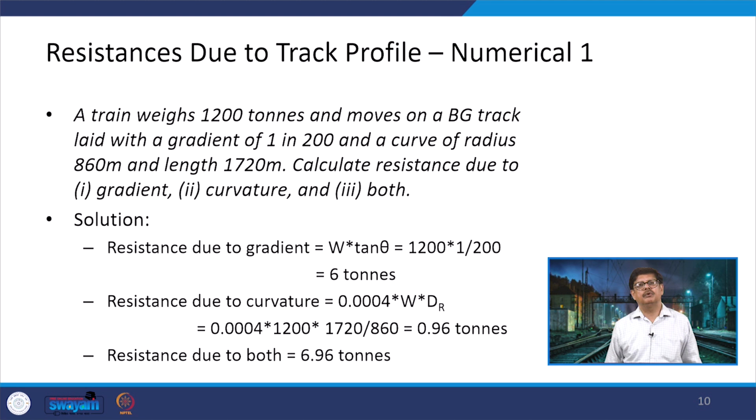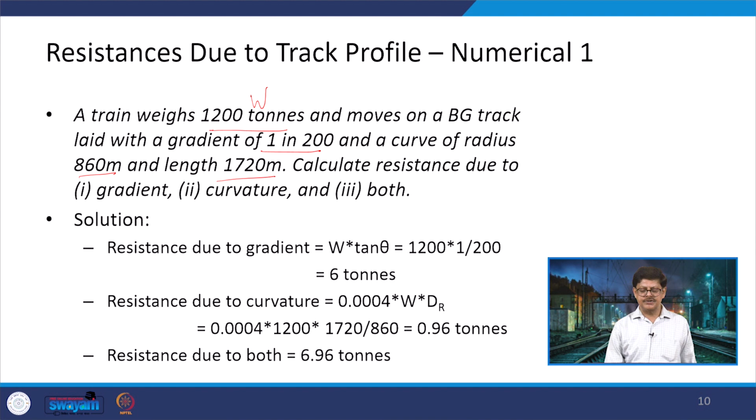Now, let us look at one of the numericals here. There is a train weighing 1200 tons. So, this W is being provided to us, and it moves on a broad gauge track with a gradient of 1 in 200 and a curve of radius 860 meters and length 1720 meters. Calculate the resistance due to gradient and curvature and both.